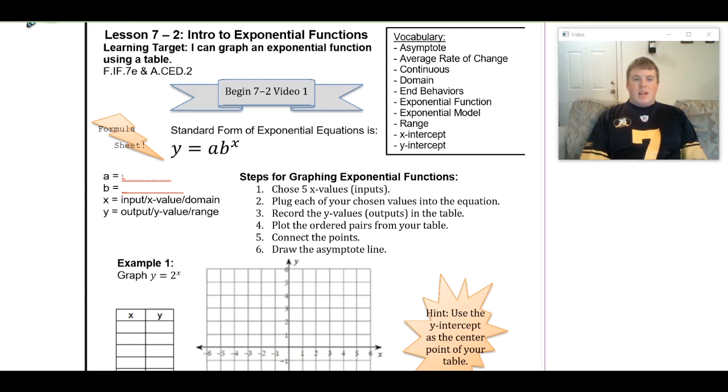Welcome to Lesson 7-2, Introduction to Exponential Functions. In this lesson, we are going to look at how to graph exponential functions using a table.